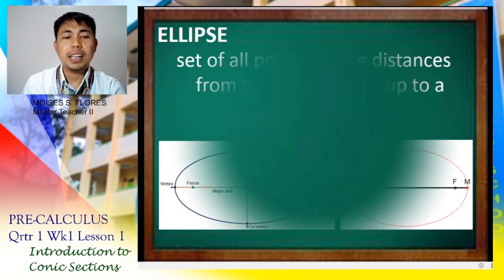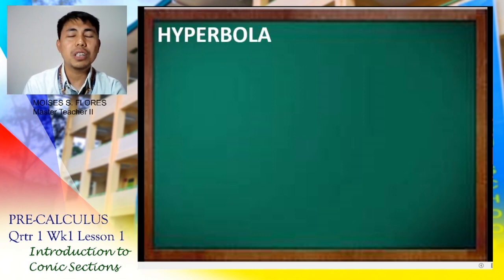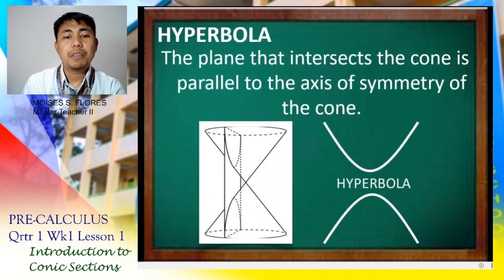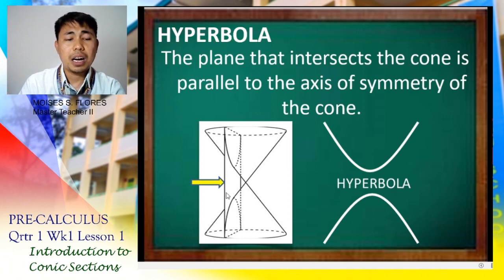And that is the hyperbola. Now, how does a hyperbola form? From this diagram, a hyperbola is formed when the plane that intersects the cone is parallel to the axis of symmetry of the cone, just like this arrow. It shows your plane as it cuts the cone.